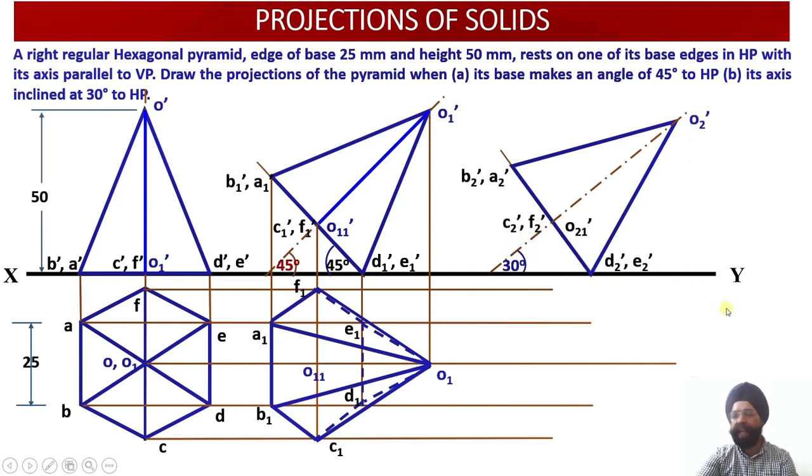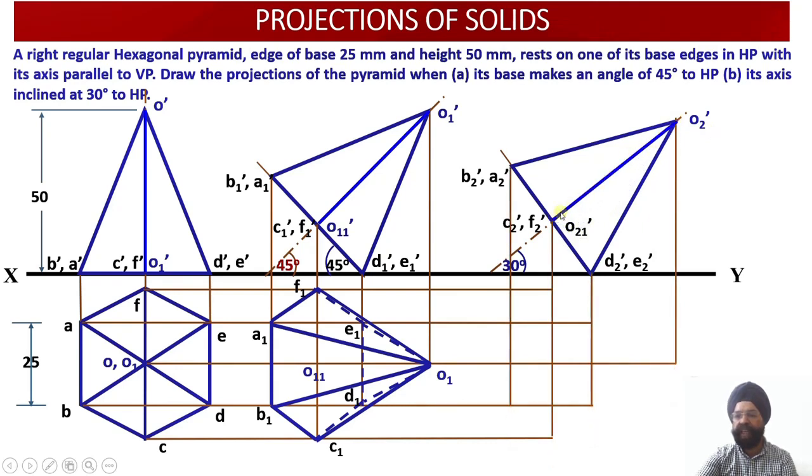Now let us do the marking of the points. So D2 dash E2 dash will appear here. C2 dash F2 dash, which is corresponding to the point 2, will appear here, and B2 dash A2 dash, which is corresponding to point 3, will be appearing here. And then the perpendicular distance 50 millimeter will give us the location of the apex point O2 dash. And then we can join this projector as well, that is, this is my slant edge projection in the front view for OF and OC.